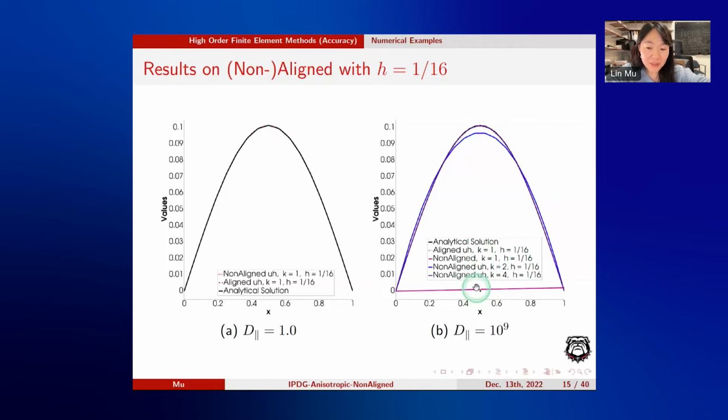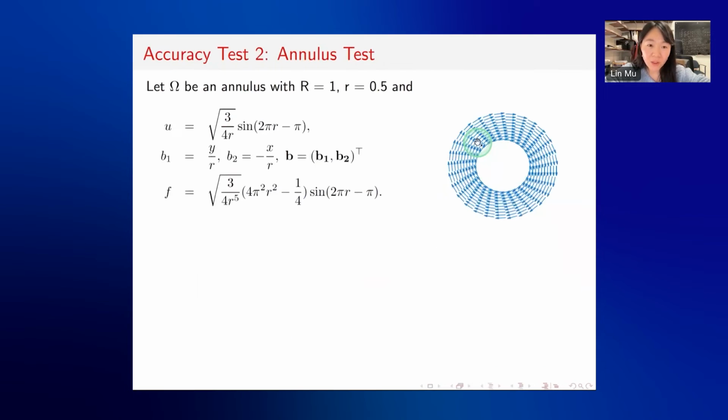That means the numerical approximation is very bad. Now let's increase the order. For k equals 2, we have this blue curve, which is approaching the exact solution. Now if we increase the order even more, k equals 4, it's this darker purple curve, which is almost aligned with the exact solution. So this tells us the high order method works and can help us get a very accurate numerical solution for this simple test.